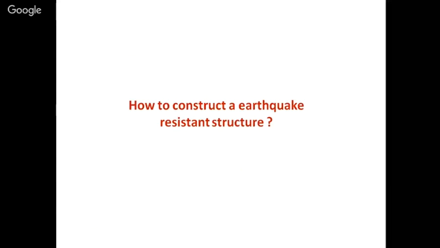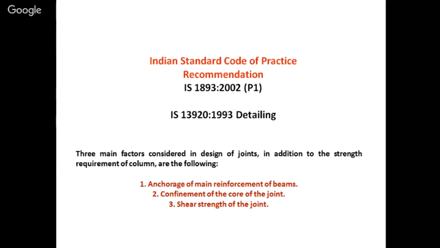So how to construct an earthquake resistant structure? We have two recommended codal procedures in India. One is IS 1893. If you want to design a structure with respect to that, you have to follow this code. Now, IS 13920:2016 has come. IS 13920:1993 is very old and outdated now.